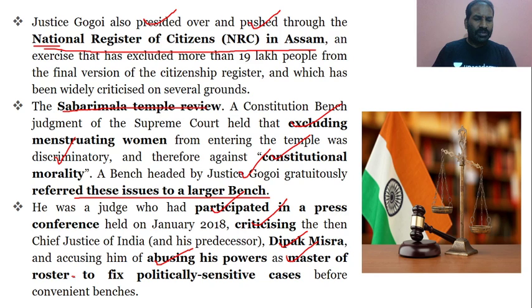So there would be a roster regarding who would be part of the bench, whether a single judge, two judge, three judge, four, five, and later up to 9 and 11 judge benches. That roster is taken up by the master. So who was the master? The Chief Justice of India. And he was fixing it. What Ranjan Gogoi said is that Deepak Mishra abused his power as master of roster to fix politically sensitive cases before convenient benches. So this was an accusation against the former Chief Justice of India, Deepak Mishra, from Ranjan Gogoi.